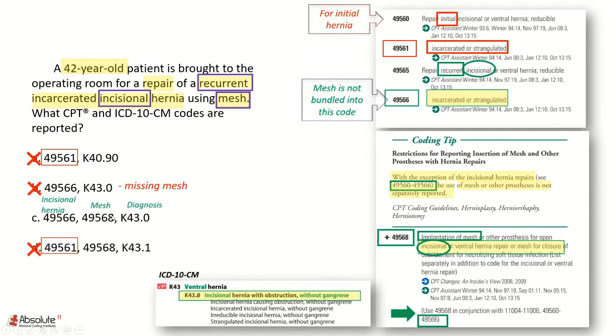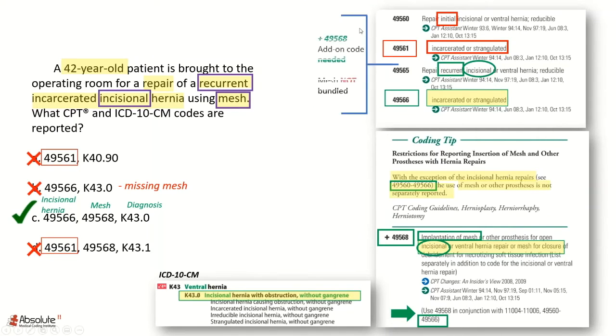That's for the mesh. Let me show you how I have it in my book, because this didn't really help me all that much. I mean, it did sometimes. It depended on the day I would read it. So let me show you what I did. Look at this group of codes. It's only 4 of them. I put in my book: plus 49568, add-on code needed.